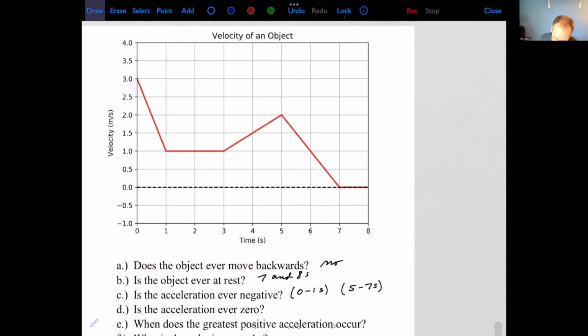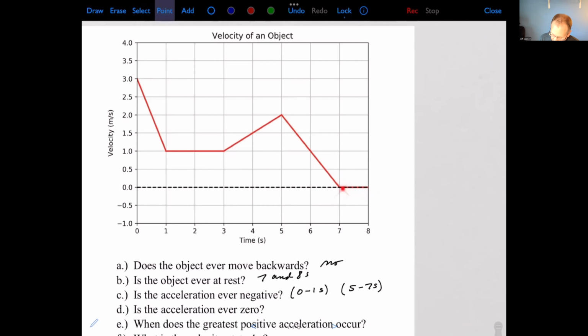Is the acceleration ever 0? Well, for the acceleration to be 0, it means the velocity versus time graph would have to be just horizontal, right? Flat, where the slope is 0. So is the slope ever 0? Yeah, right here, right? Between 1 and 3 seconds, and also right here, right? Between 7 and 8 seconds. So here we have the object is undergoing constant velocity motion. It's just staying at 1, so there's no acceleration. Again, we can see that there's no acceleration because it has no slope, right? 0.